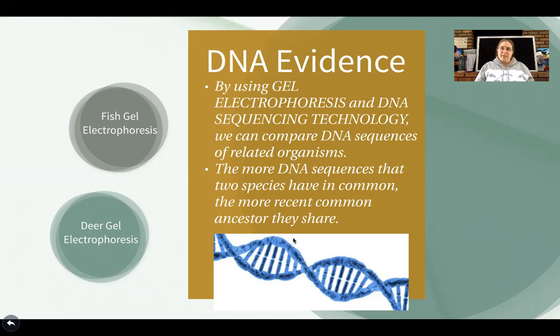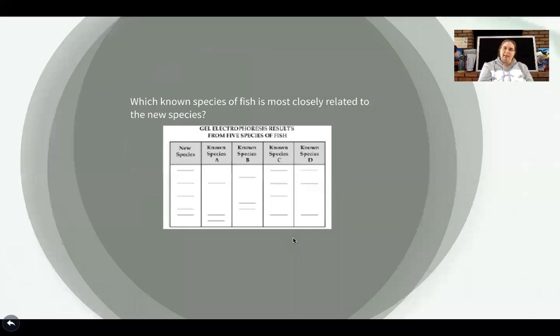So they can do this, but with species, and they can compare how much DNA two species have in common. And if they have a lot of DNA in common, then that means that they have a more recent common ancestor. If they have less in common, then that means that they have a much farther common ancestor. So it's way, way, way back in history. So the more DNA sequences that two species have in common, the more recent a common ancestor they have.